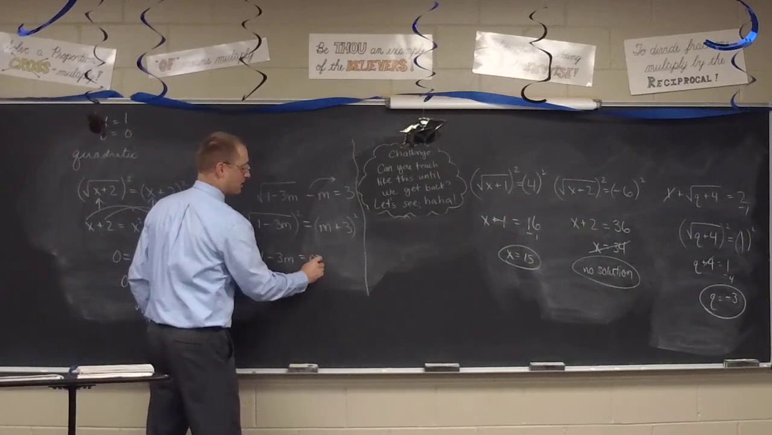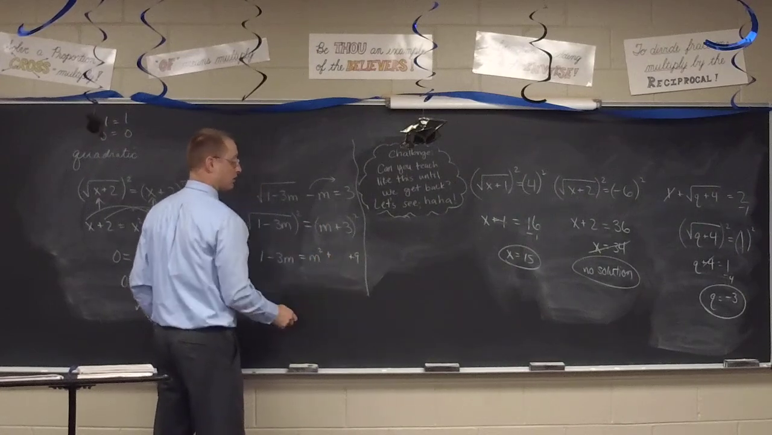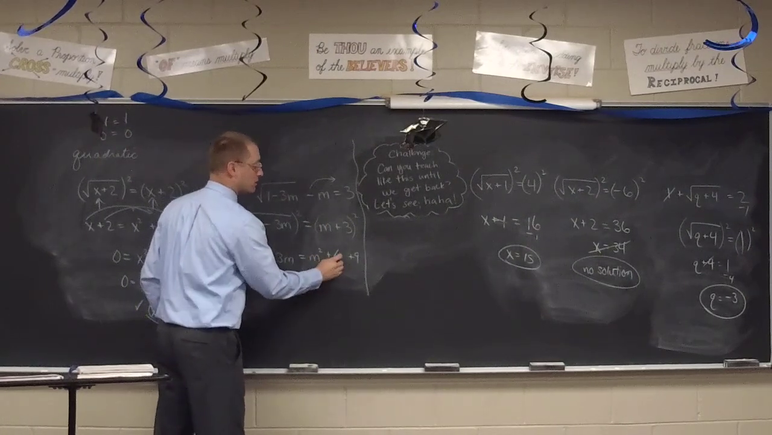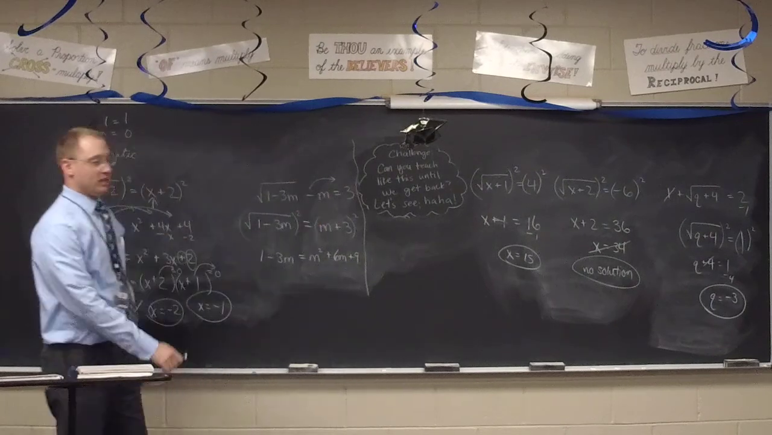M squared plus 6m plus 9. I keep thinking 6x, 9x. M squared plus 6m plus 9.